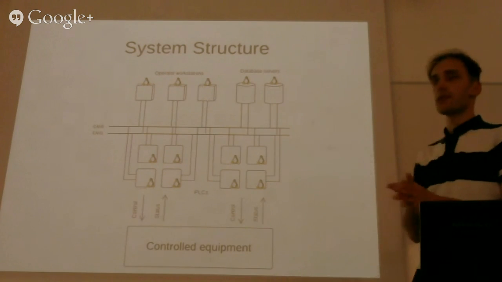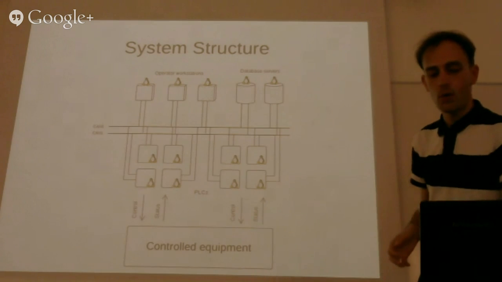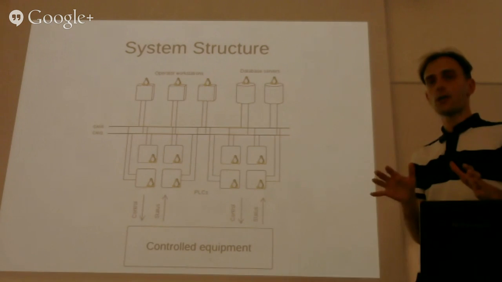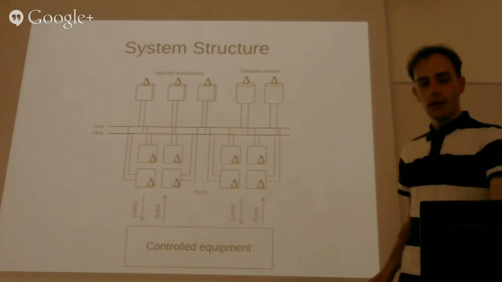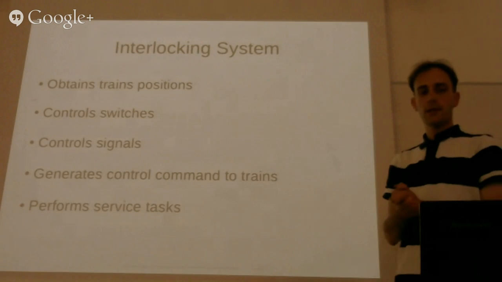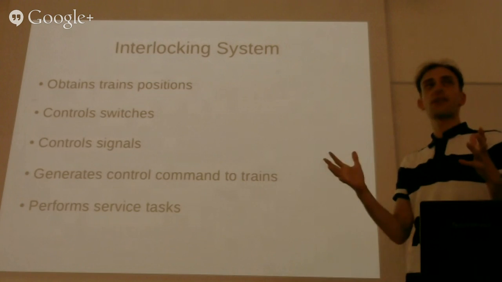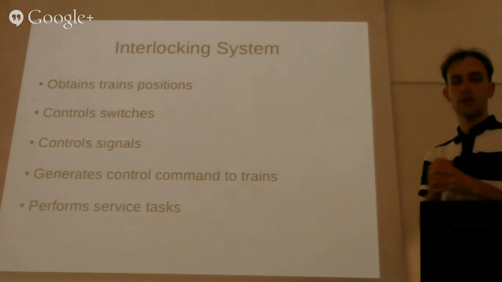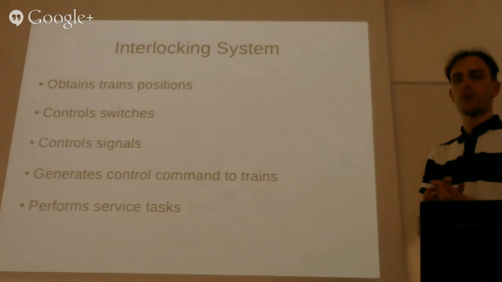So what does this system do? This system controls the stations of the underground. It controls switches, lights, and signals, it obtains train positions, it generates control commands to the trains, and it performs different service tasks that should be performed on the station.